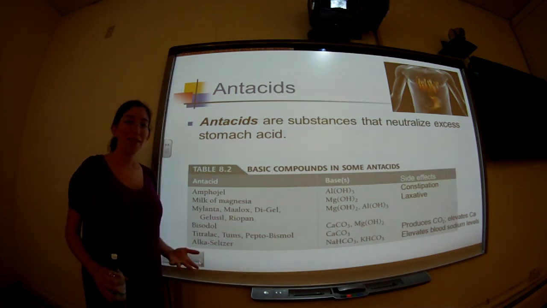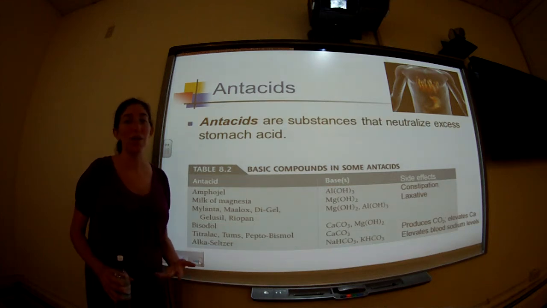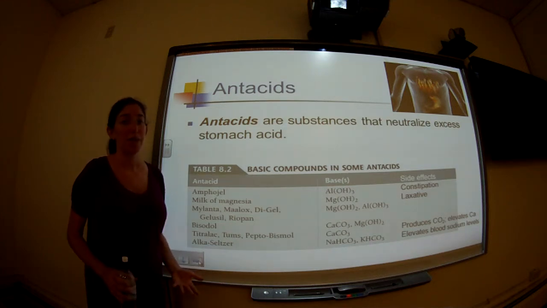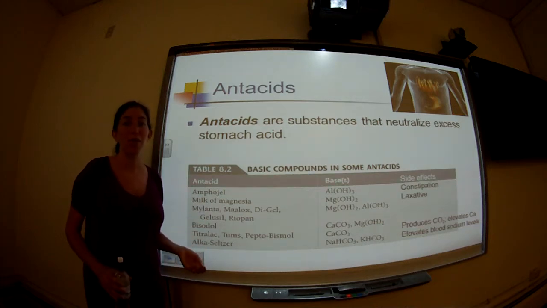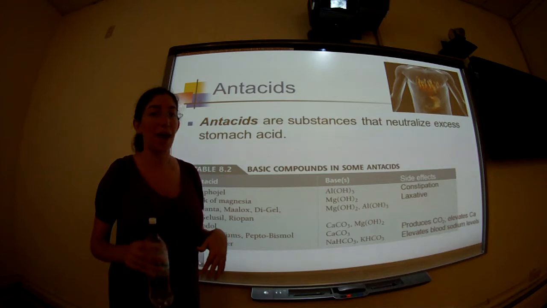So weak acids, like I said, most acids and bases in nature are weak acids or weak bases, and antacids are actually weak bases that we use to neutralize stomach acid.